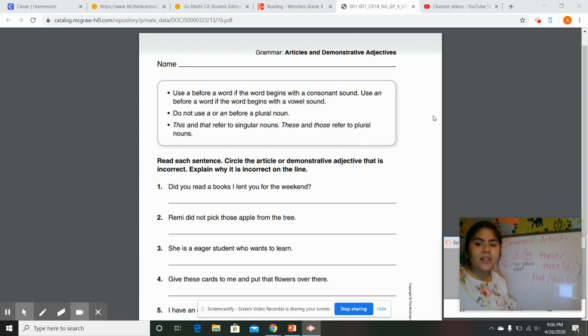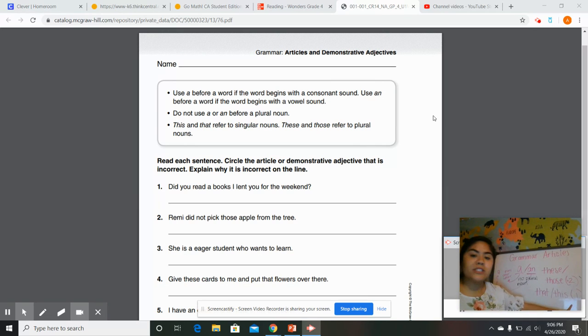The next words are that and this. Now these are used for singular nouns. Singular means just one, right? These and those are for plural, more than one. That's why I said two or more. And then that and this is just one. So look at that really big dog, right? You're just talking about one dog. That's why you would say that. Or this is my favorite food, right? You're talking about that one food, not more than one food.